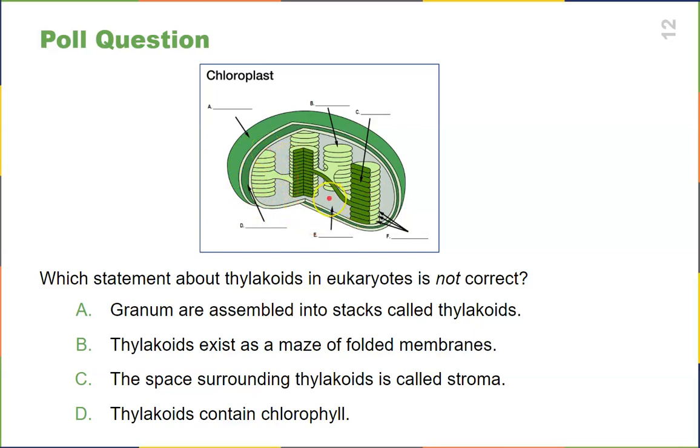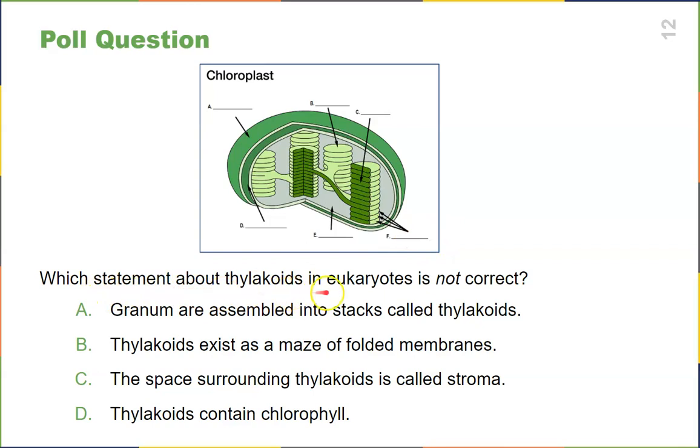Letter E is the stroma, S-T-R-O-M-A. And then each of these that the arrow is pointing to are a thylakoid. All right, so now that we know what these things are, it might be helpful for you to draw one of these in your notes and label it, and then that way you'll have something to refer back to if you don't want to print it.